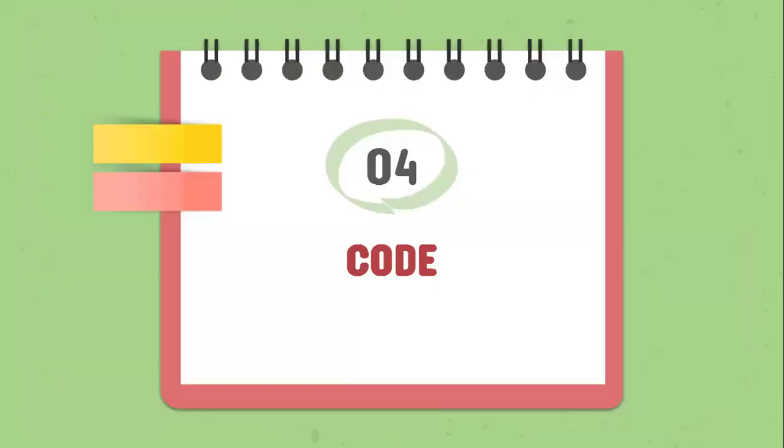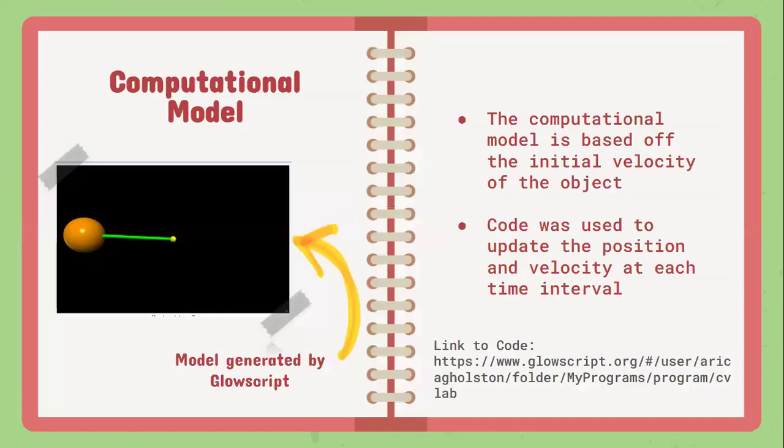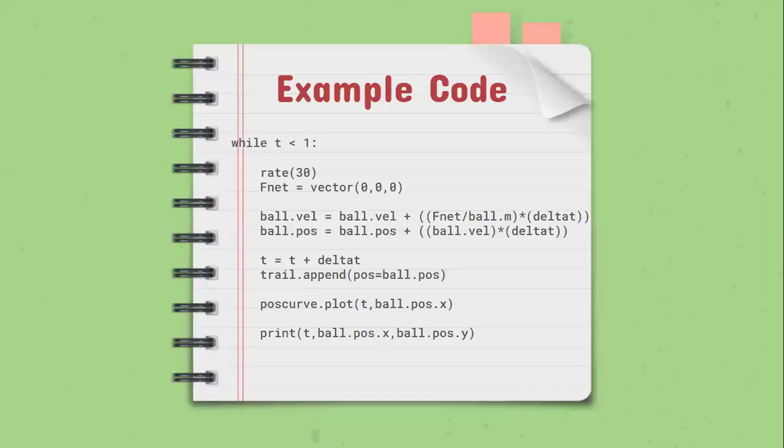We did a computational model using GlowScript. As you can see, the generated model also moved in a linear motion. We used the initial velocity from the video tracking software as the constant velocity in the model. And then we used the code to update the position and the velocity at each time interval, again, 1/30th of a second. And that GlowScript code is also linked.